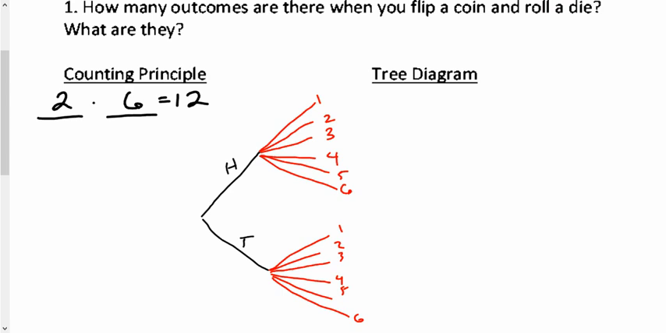Now, if you follow the path of each one of these, that's what it means when we say it's a picture representing the path. If we go this way, we get H1. That's just saying that heads and then rolling a 1 is one of your outcomes. Or we could follow this path and get heads and then a 2. So I could get H2, H3, H4, H5, H6. I could get tails 1, tails 2, tails 3, tails 4, tails 5, and tails 6.